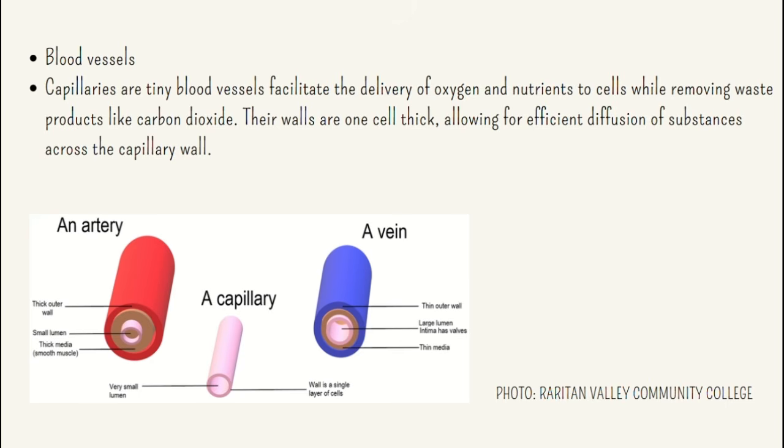Yeah, so basically it's about surface area. That's why it has such a small distance, because it's one cell thick. And obviously diffusion works best through shorter distances, through thinner walls and stuff like that. So that is why it's like that.